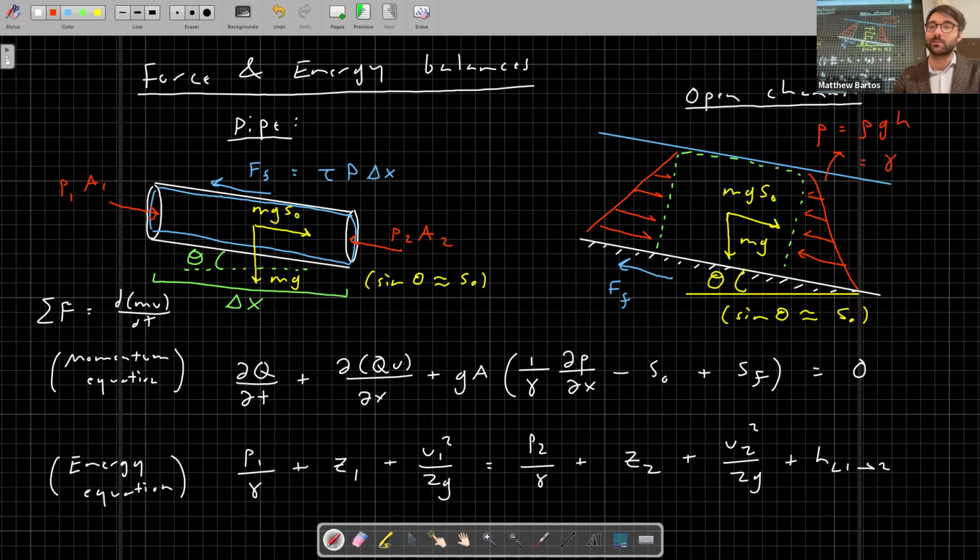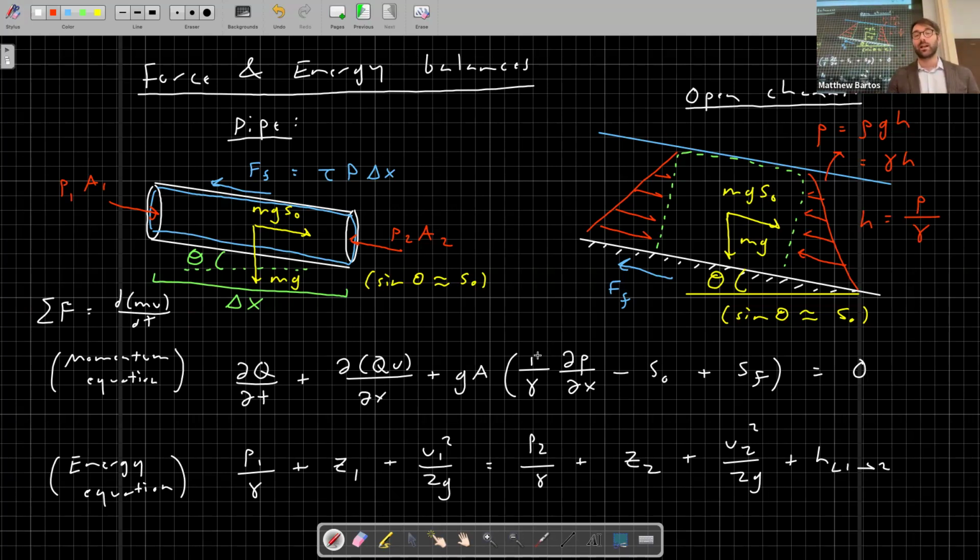So rho times g is the specific weight. So the hydrostatic pressure is equal to the specific weight times the depth of the water. Similarly, we have that the depth of the water is equal to P over gamma. So let's take this formulation here and see how we can adapt our existing momentum equation and our existing energy equation for the case of open channel flow.